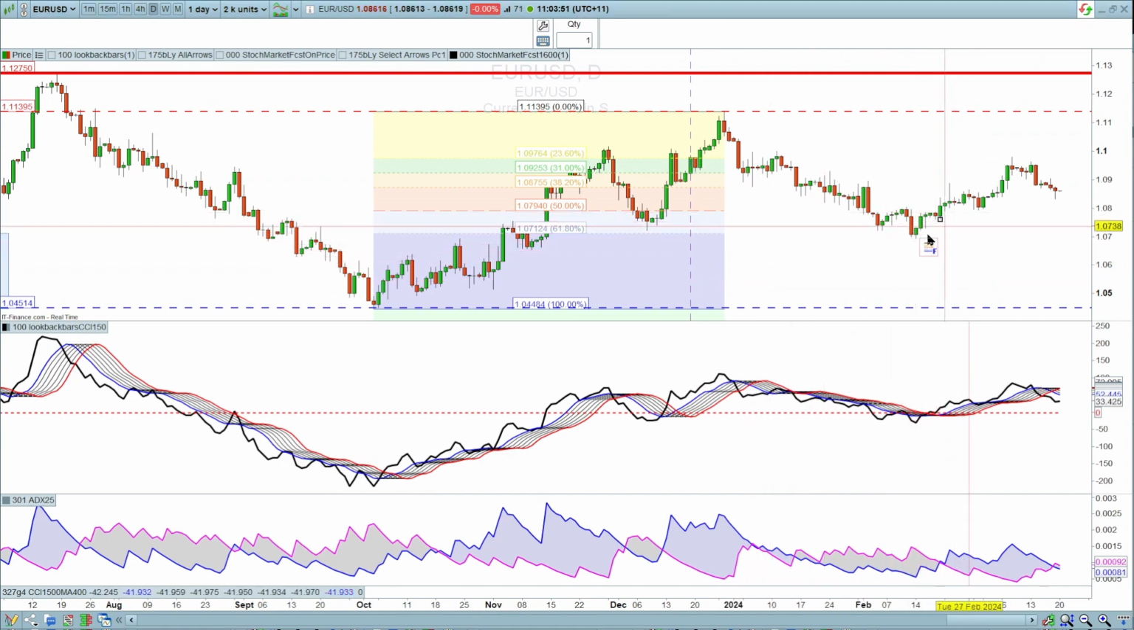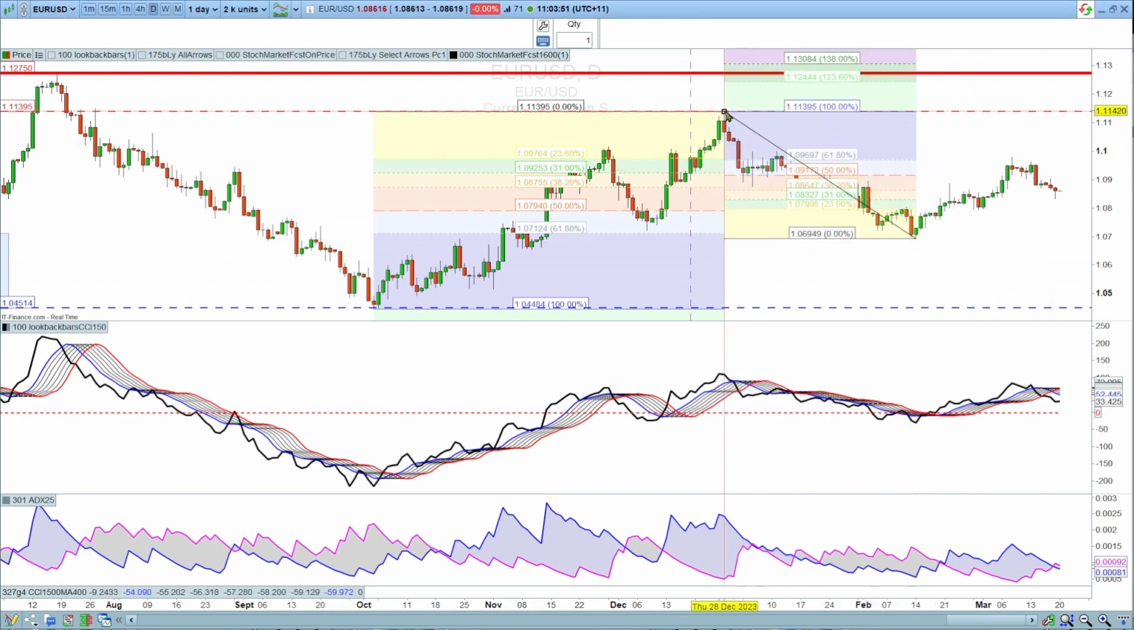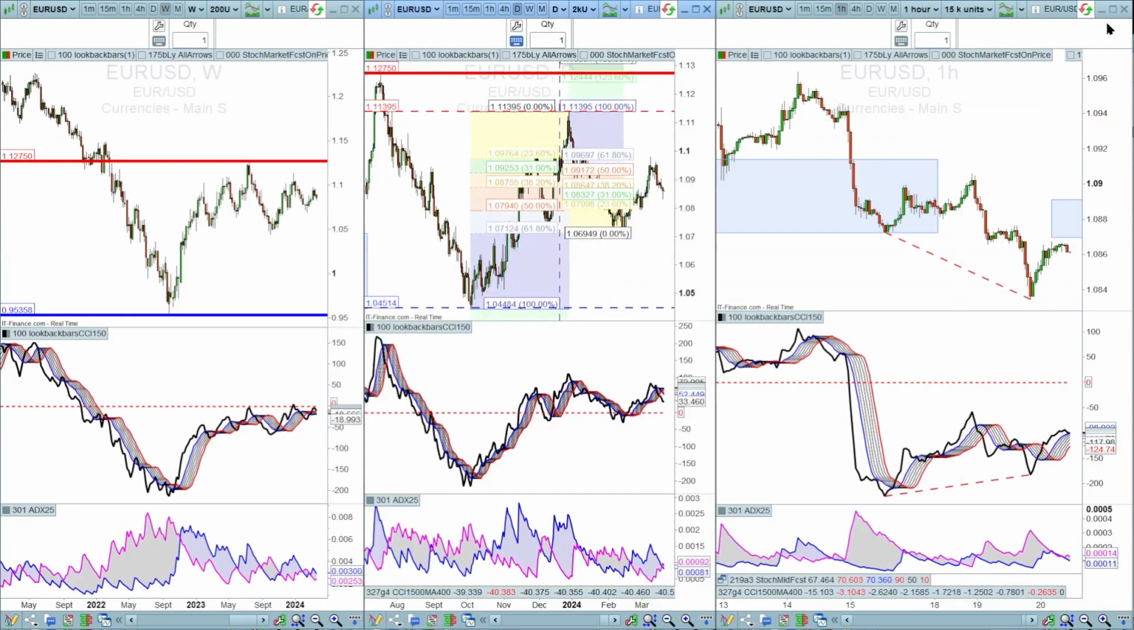So where are we today? If I draw another Fibonacci from that low to that high, another bounce off that 61%. You can see there, had it broken higher than that, it would have been more bullish. So we're seeing a bit of a retrace back down again. And let me go to the hourly chart.